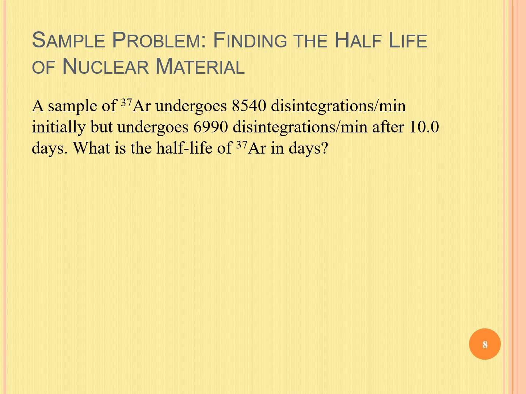So if we want to find the half-life of our nuclear material, it says it undergoes 8,540 disintegrations per minute initially, but undergoes 6,990 disintegrations per minute after 10 days. What is the half-life? Now we could do a whole bunch of stuff, but these are basically just concentrations. They're just not in moles per liter. So let's just start with our normal thing. We have the natural log of A naught over A is equal to kt.